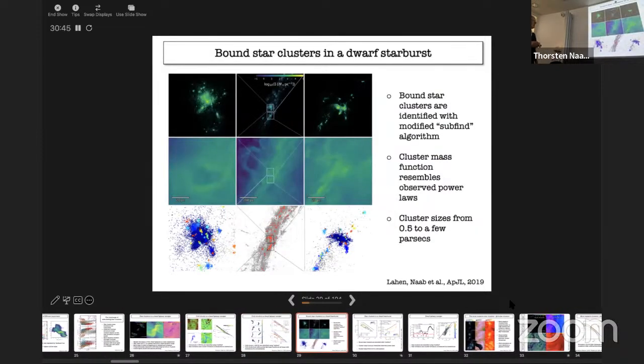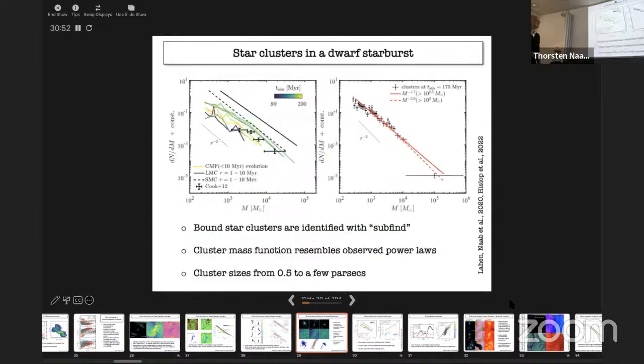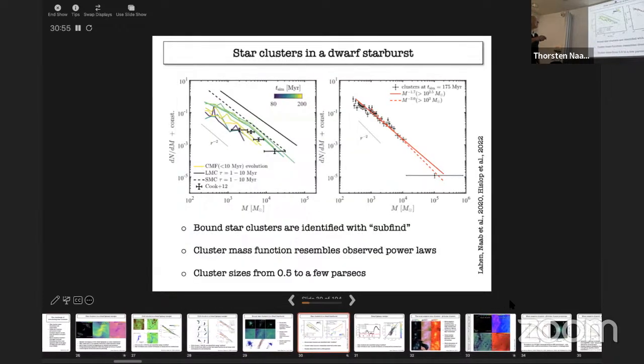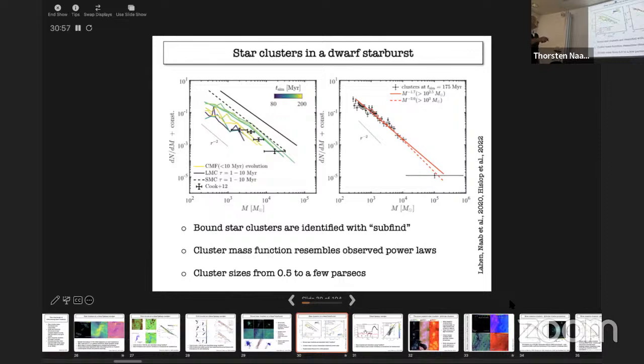Now, Natalia here has looked at the star clusters. She has identified all the star clusters forming in the simulation and plotted the star cluster mass function as a function of time. The star cluster mass function looks good. So we have a cloud mass function which looks reasonable, and out of the clouds form star clusters which look reasonable. I would say this is promising. This is at least not discouraging.